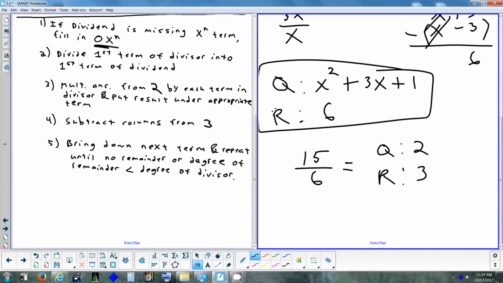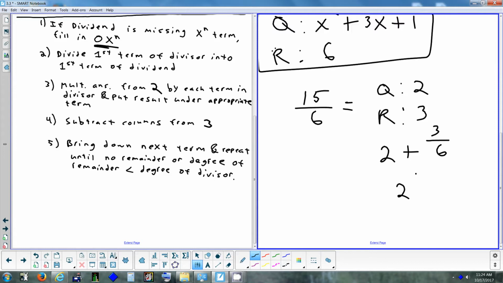Or another way to write 15 divided by 6, you learned way back, you take your quotient plus your remainder over your divisor. 2 plus 3/6, or as a mixed number, 2 and 3/6, which is just 2.5. So you can take your quotient plus your remainder over your divisor. Okay. Any questions on why 15 divided by 6 is 2 and 3/6 or 2.5?